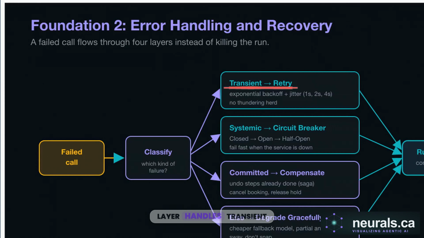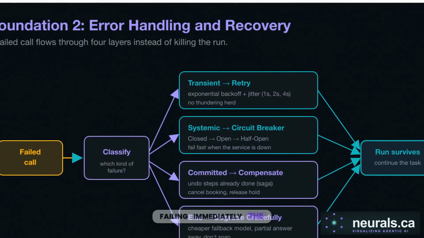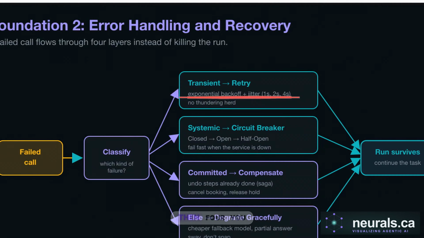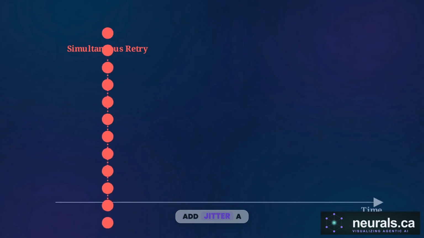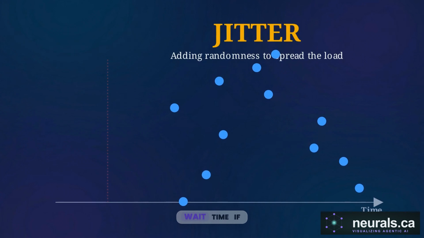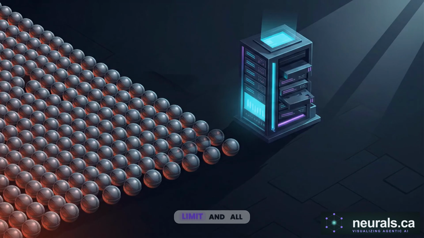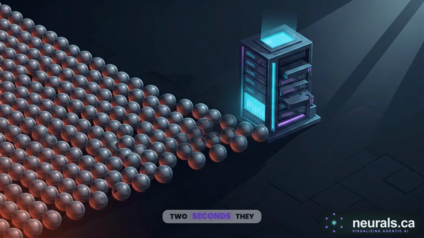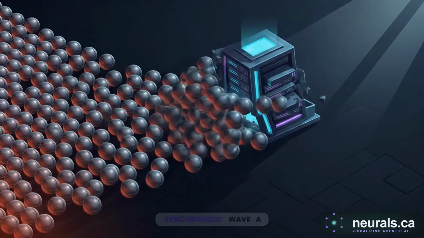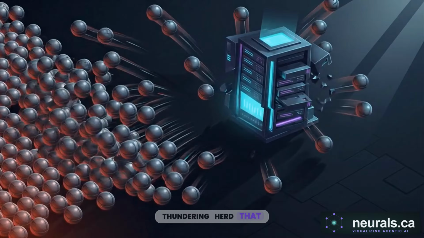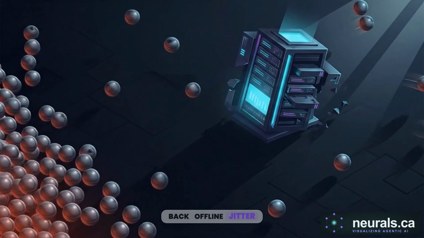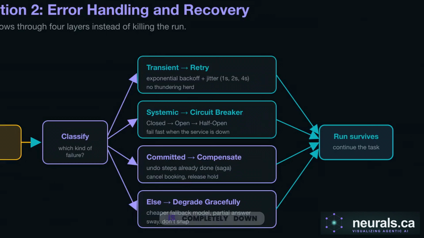The first layer handles transient errors, the temporary hiccups. Instead of failing immediately, the system retries the call using exponential backoff, waiting increasingly longer, 1 second, then 2, then 4. You also have to add jitter, a small amount of randomness to that wait time. If 1,000 agents hit a rate limit and all retry at exactly 2 seconds, they hit the recovering API in one synchronized wave, a thundering herd that knocks it right back offline. Jitter spreads them out.